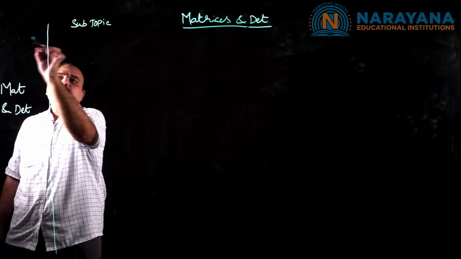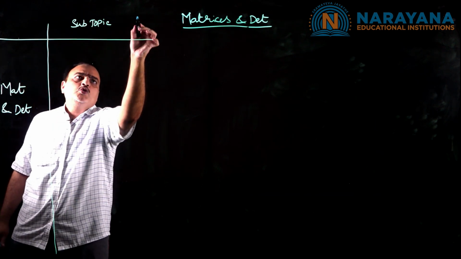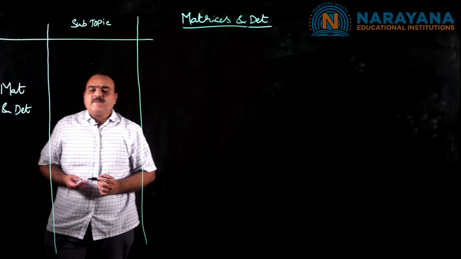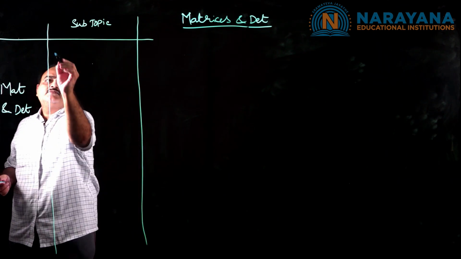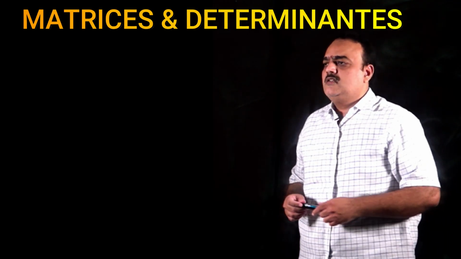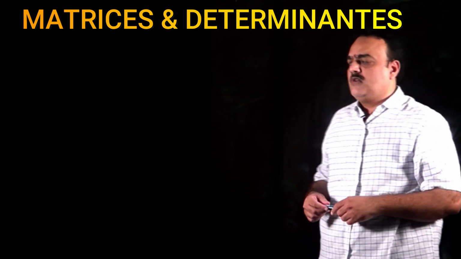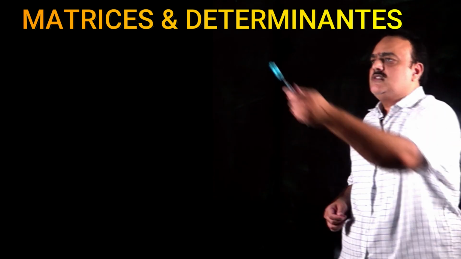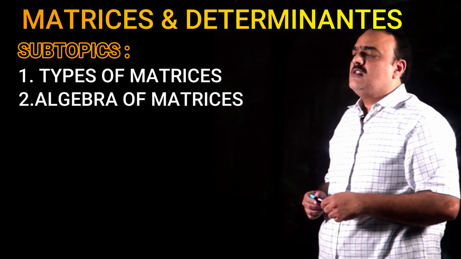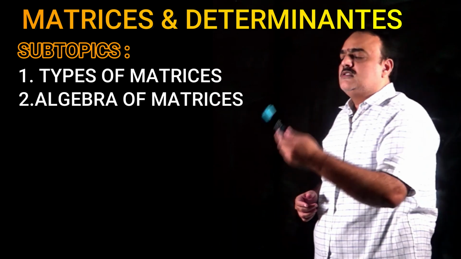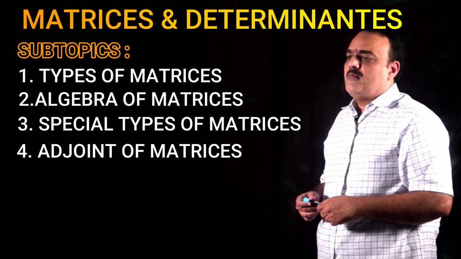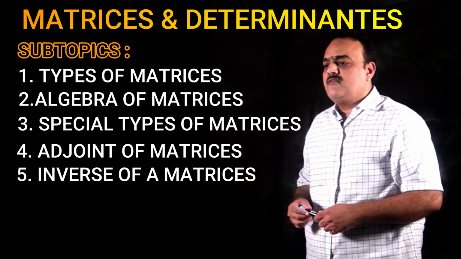Under each subtopic, again you should be perfect with some model problems. The first subtopic is types of matrices. The second one is algebra of matrices. The third one is special types of matrices. Fourth one is adjoint of a matrix. Fifth one is inverse of a matrix.